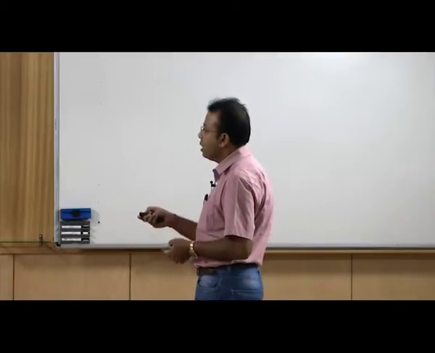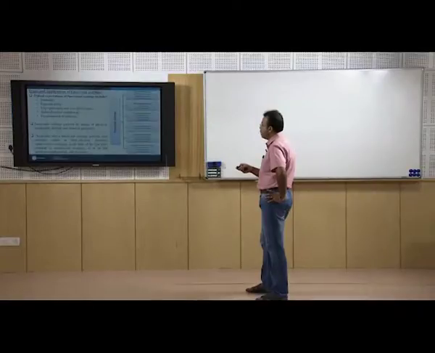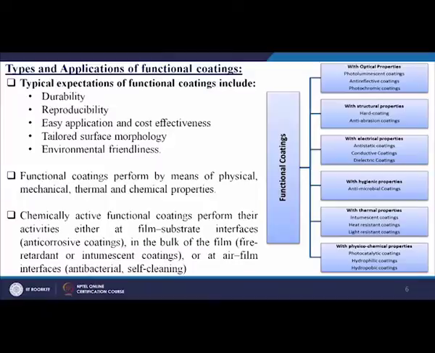So here the functional coating is performed by means of physical, mechanical, thermal and chemical properties. Chemically active functional coatings perform their activities either at the film-substrate interface, that means anti-corrosive coatings, in the bulk of the film, fire retardant or intumescent coatings, or at the air-film interface, antibacterial or self-cleaning. So here this is the chart of what types of functional coatings we can generally do.